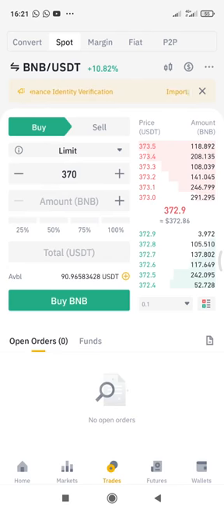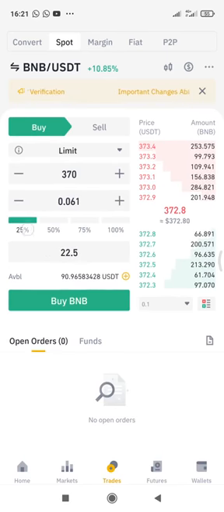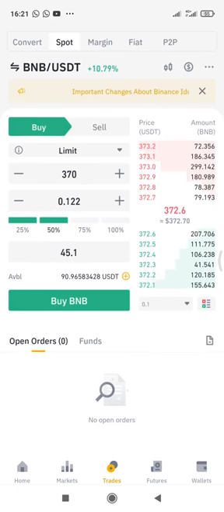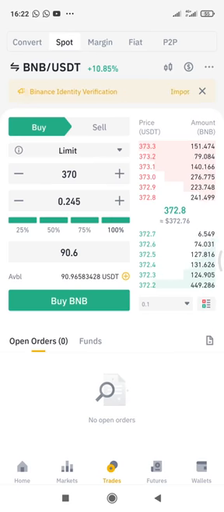So here I'll choose the percentage I want, 25% or 50% of my capital. You know, I have $90 here, and that's what I'm using to buy. So I select either 25%, which is $22, 50%, which is $45, 75%, which is $68, 100%, which is $90. I decide how much of my capital I would like to spend on this particular trade. Alright, so let me say I'll use 50%, that's $45.